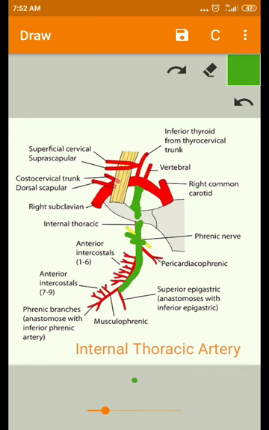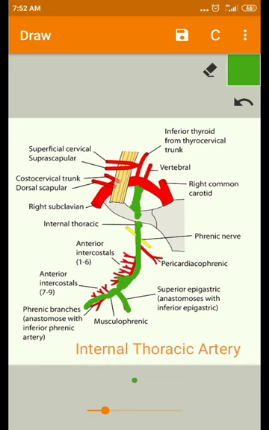Okay, after supplying in the sixth intercostal space, this internal thoracic artery is divided into two branches. One is the superior epigastric artery and the other is the musculophrenic artery. This musculophrenic artery gives out the remaining anterior intercostal branches. So up to the sixth space, this internal thoracic artery will give anterior intercostal arteries.